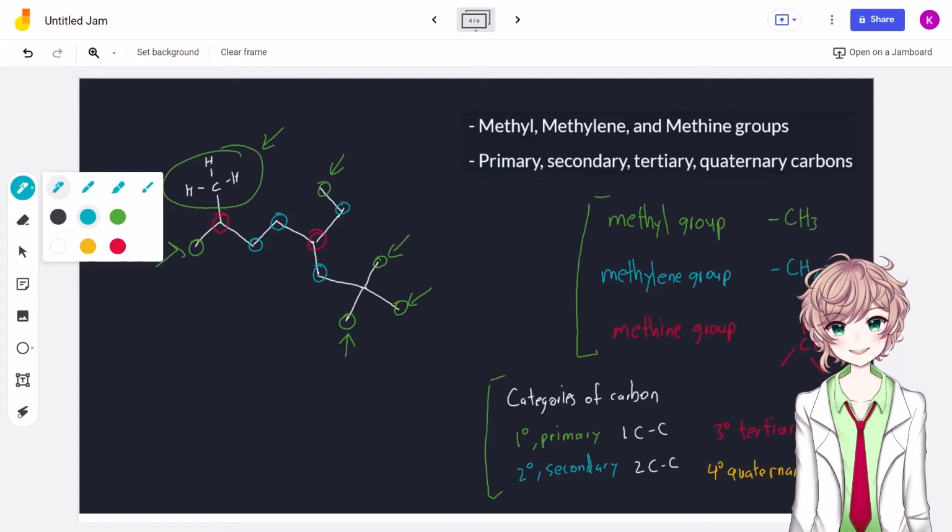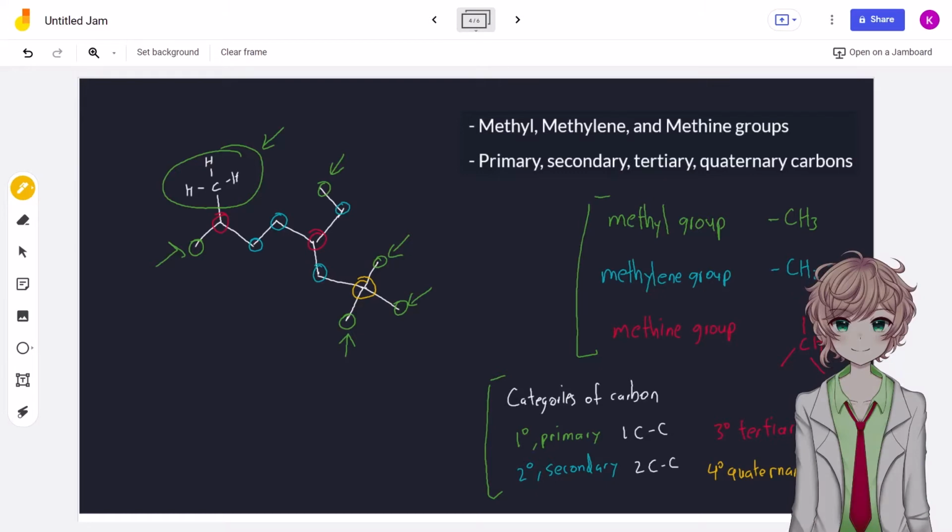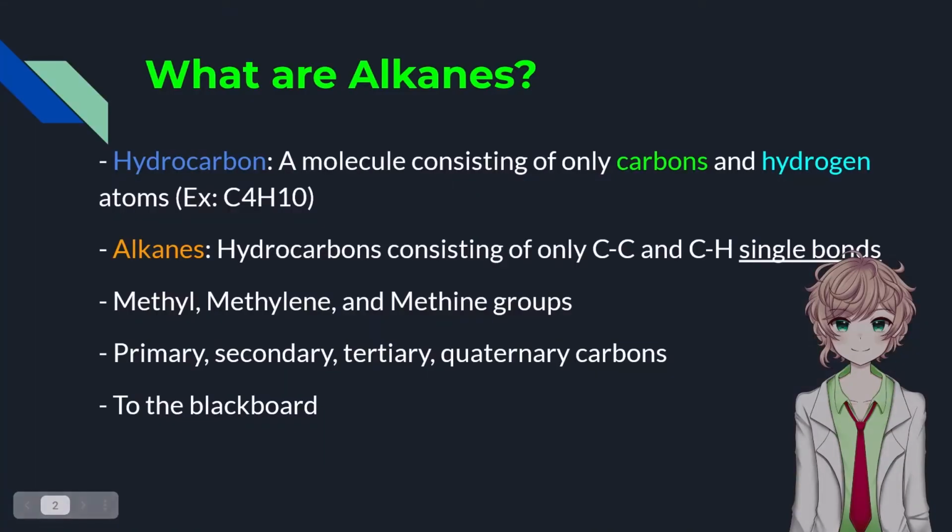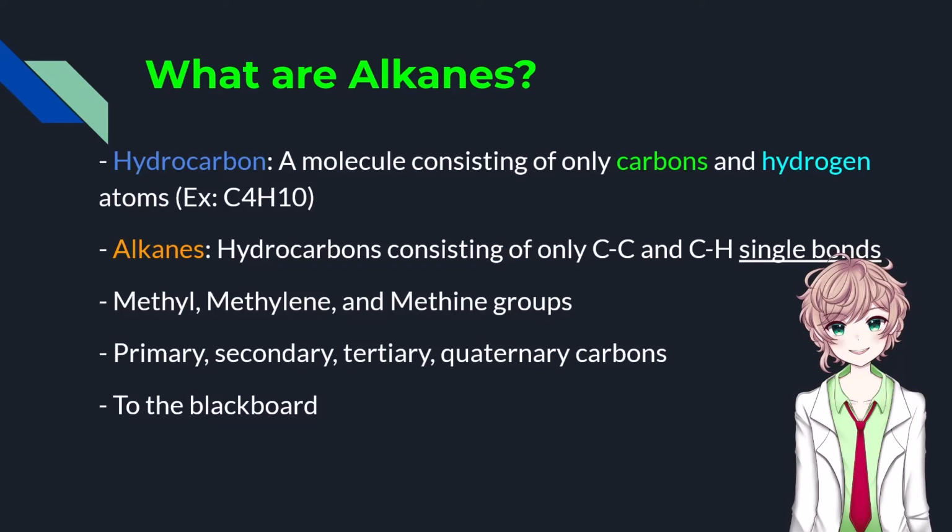And tertiary, you can figure it out, is similar to methine groups, where it's bonded to three separate carbon atoms. And finally, quaternary carbons are bonded to four different carbons. So for example, we can circle this one where it's bonded to four different carbon atoms. Alright, let's go back to the slides. Alright, so back here, let's move on to the next slide.